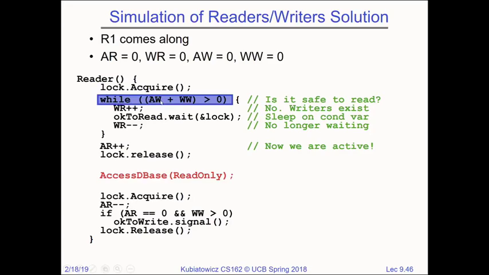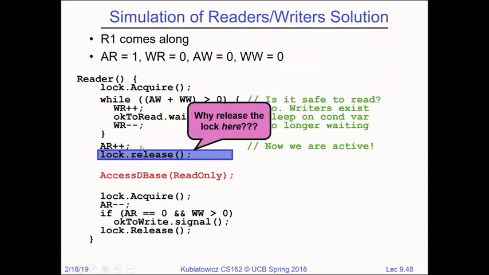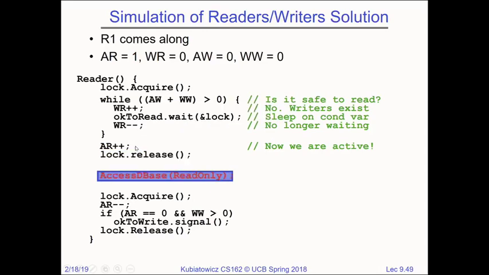Is it safe to read? Well, we know that active writers plus waiting writers is 0, so we immediately come down here. We increment the fact that we're an active reader. We release the lock. Why release it here? So the other people can go forward, right? We said that earlier. And then we access the database.